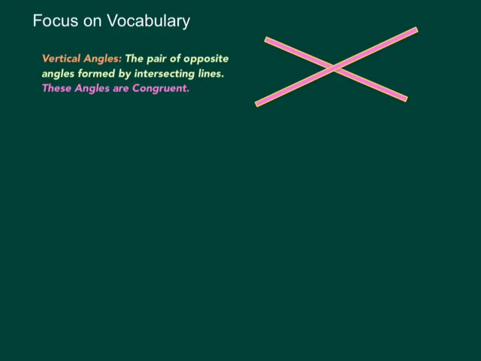Vertical angles, the pair of opposite angles formed by intersecting lines. These angles are congruent. For example, angle 1 and angle 2 would be considered vertical angles because those are a pair of opposite angles formed by intersecting lines. Angle 1 and angle 2 would be congruent, which means that angle 1 and angle 2 would have exactly the same measure.